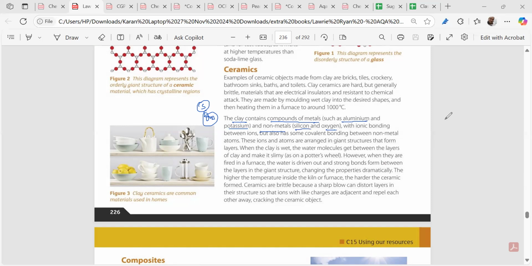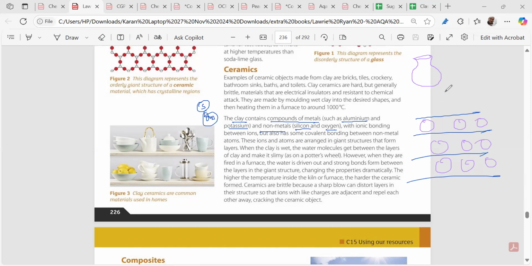What happens when clay is wet? The layers of the clay are separated by water. The water will be separating them. Thus, clay is slimy. When you take this slimy clay and mold it into a pot, like in the potter's wheel, and after that, we heat it around what?